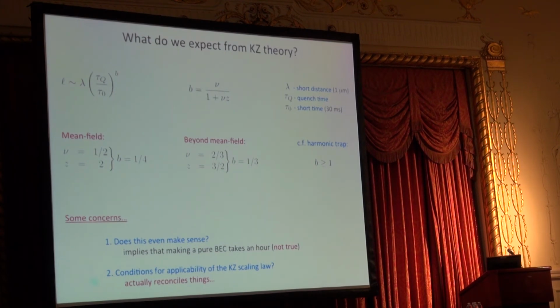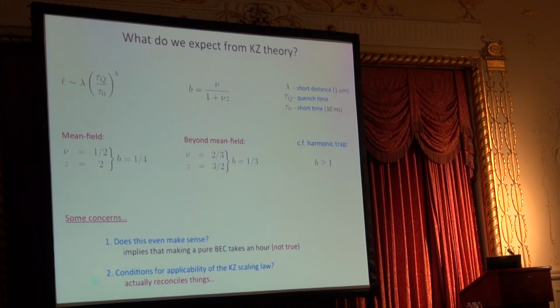Because if I look at the typical numbers here, this tells me that it's going to take me an hour to make a pure BEC. And that's not true. We have made it before in like 5 seconds or 10 seconds. Right? And then you realize it's not them, it is you, that doesn't understand everything yet. You start thinking about the conditions under which the KZ theory is actually supposed to be applicable, and as you will see over the next few slides, it all kind of falls together in the end. And actually, in the end, we understood and experimentally demonstrated more about the theory than we set out to do in the first place.